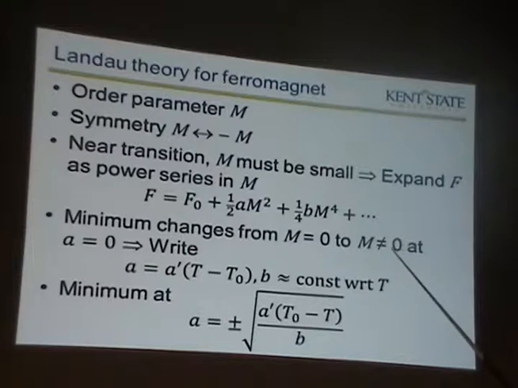So then the minimum must be at a non-zero value of m. Okay, so in that case, we could say something special happens at a equals 0, and something special happens at the transition temperature, so let's say that a is some coefficient times T minus T0, and b, well, you know, probably changing as a function of temperature, but not so much close to the transition. So let's put in that it's a constant near the transition with respect to temperature. And then if we minimize, we get this solution for a.